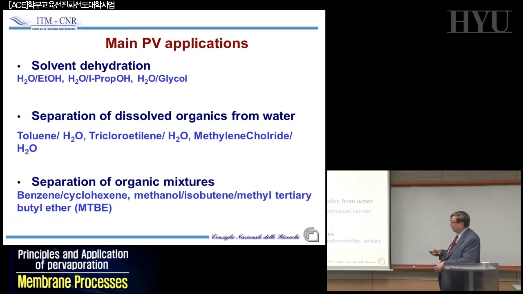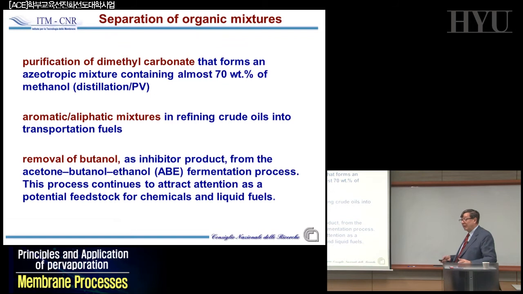For example, in a lot of situations, toluene water, trichloroethylene water, methylene chloride water can be done with pervaporation membranes. What is becoming more and more interesting is separation of organic mixtures. That means separation of methanol, isobutane, methyl, benzene, cyclohexane, etc. Not large-scale application, at least not public, but people are working.